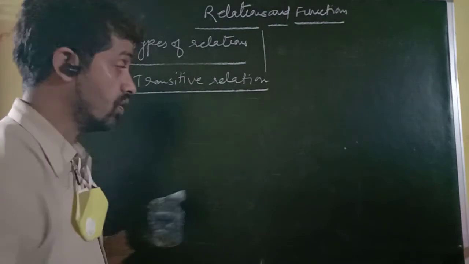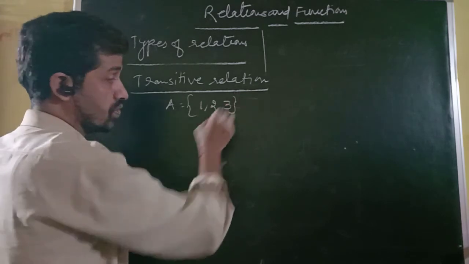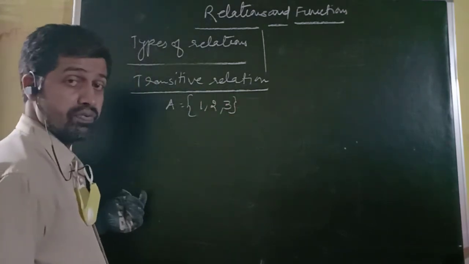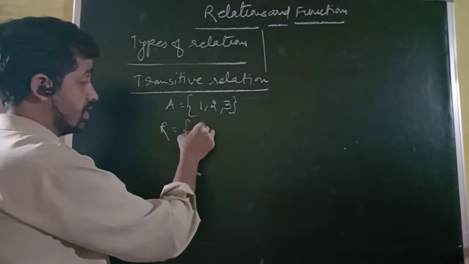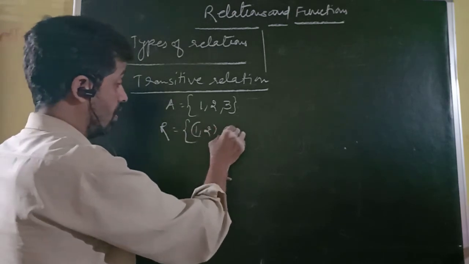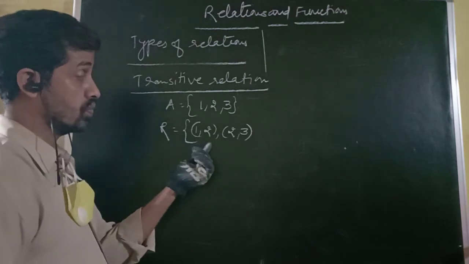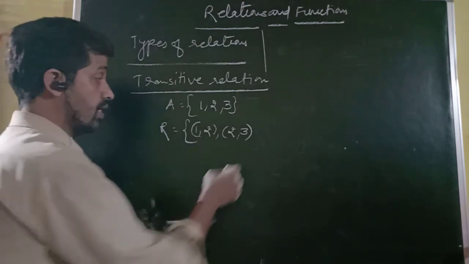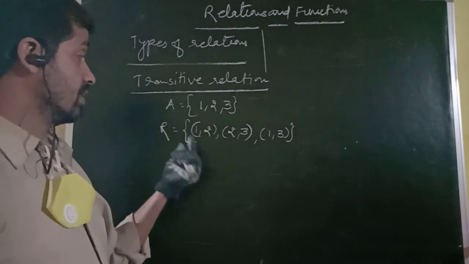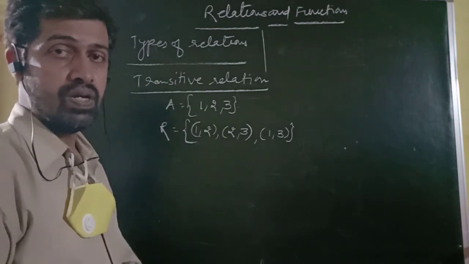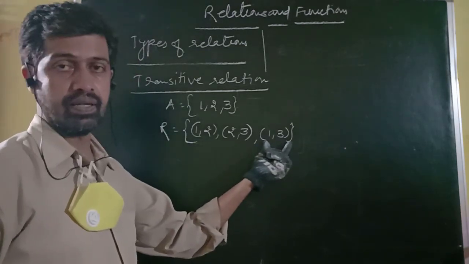Now we come to transitive relation on a set. We take a set of 1, 2, 3. On this, we try to define a transitive relation. Say 1 is related to 2, and 2 is related to 3 by a relation. If 1 is also related to 3 by the same relation, then we say that this relation is transitive. So we have to check whether the third pair is there or not.